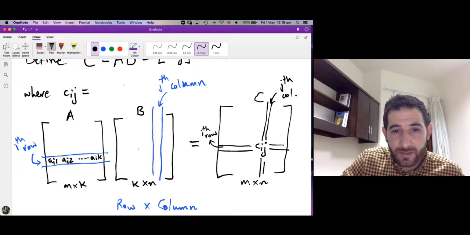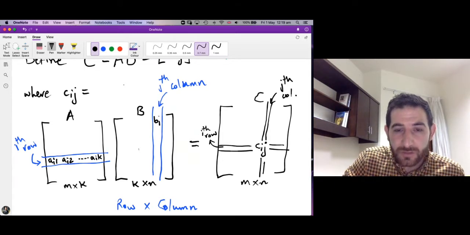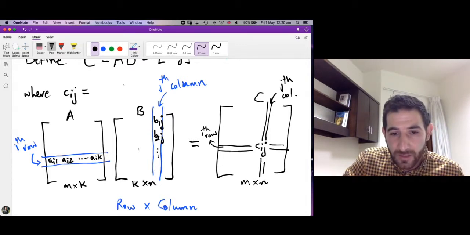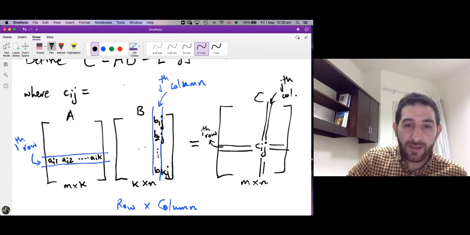Now what are the entries in the column of B? The first one is in row 1 and column j, so this is B1j, and then second row B2j, and then B3j, until the last one, which lies in the kth row, so this will be Bkj. So see, here we have k elements and here we have k elements.